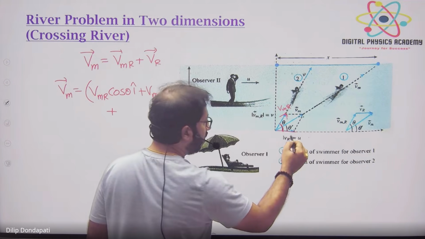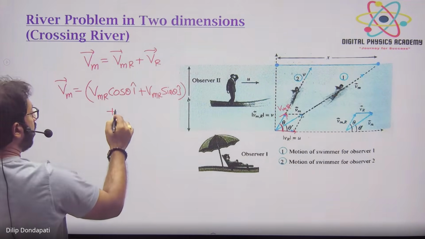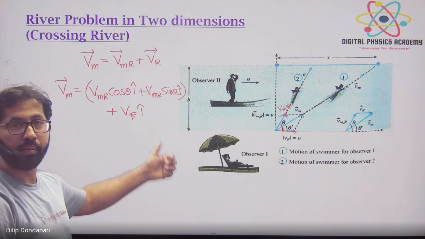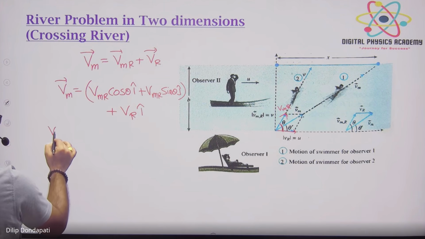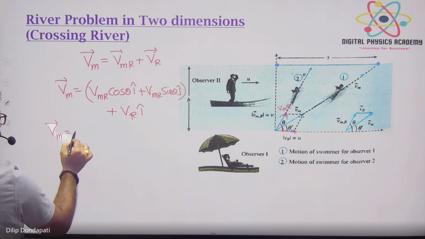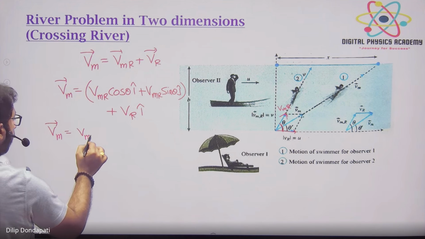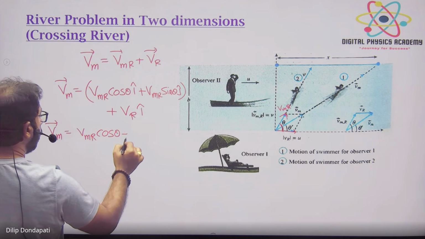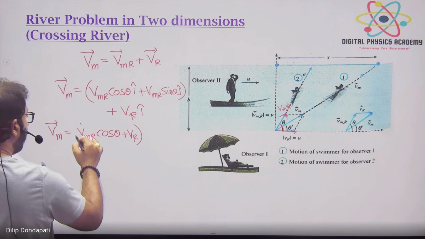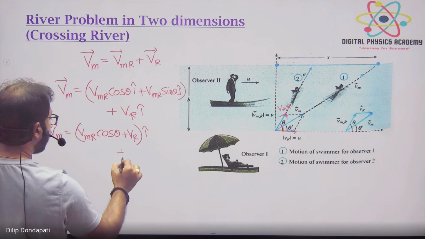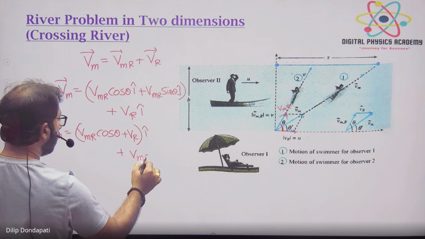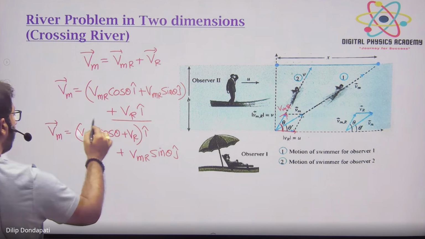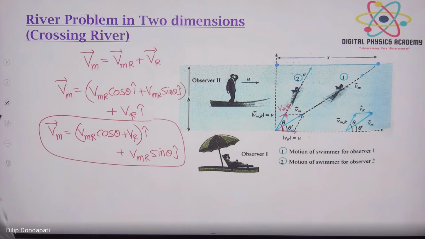VR is in the x direction. The river is flowing in this direction, so that's why we are putting i cap. So VR i cap. Now combining all the i caps, VM is equal to (VMR cos theta plus VR) i cap plus VMR sin theta j cap. Got it? Clear?